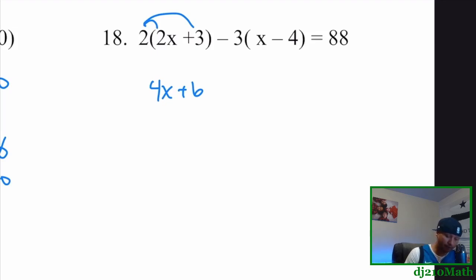All right, check it out. Negative 3 times x, right? You have to distribute the coefficient that's in front. It is 3, but you have to pay attention that it's negative 3, right? This is all negative 3. Negative 3 times x is negative 3x. Negative 3 times negative 4. Negative times a negative is a positive. So positive 3 times 4, which is 12, equals 88.